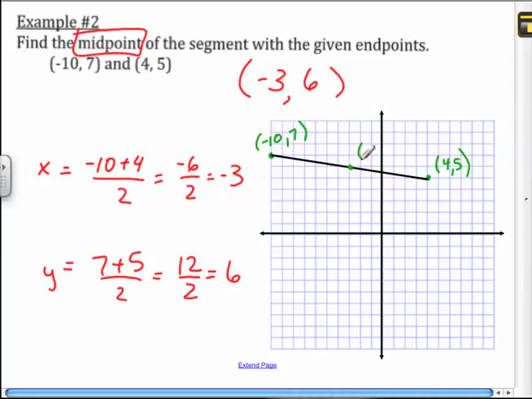negative 1, 2, 3. All right, negative 3. And then up 1, 2, 3, 4, 5, 6. Oh, man. Look at that. That's the point in the middle.